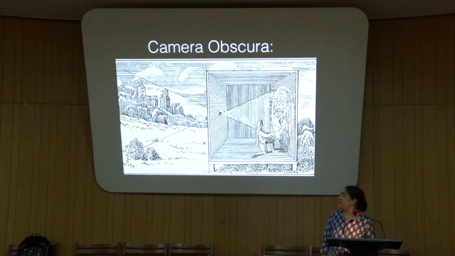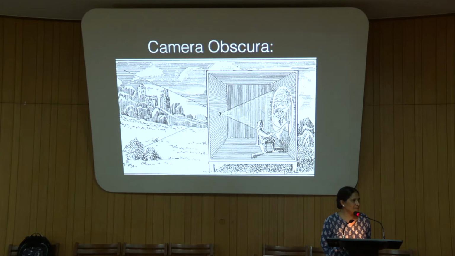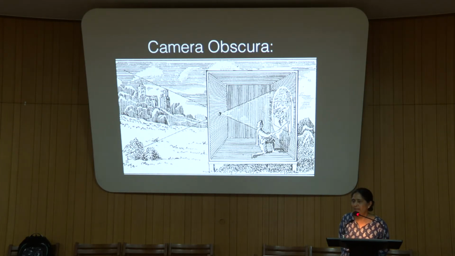Now, this is a very interesting object. It's called the Camera Obscura. I think you must have studied in your physics class, you must have come across the pinhole camera. Yes. So this is a pinhole camera. The pinhole camera is a physics device which artists came up with. So this is again an example of merging of art and science.